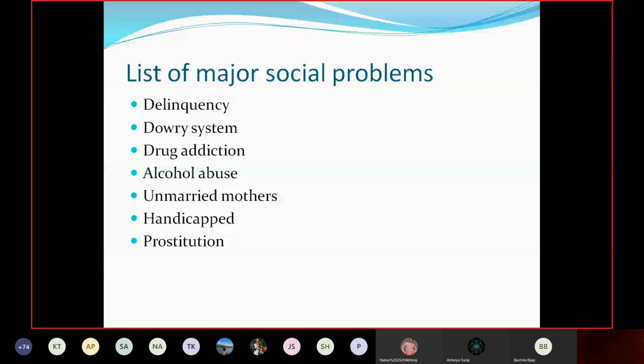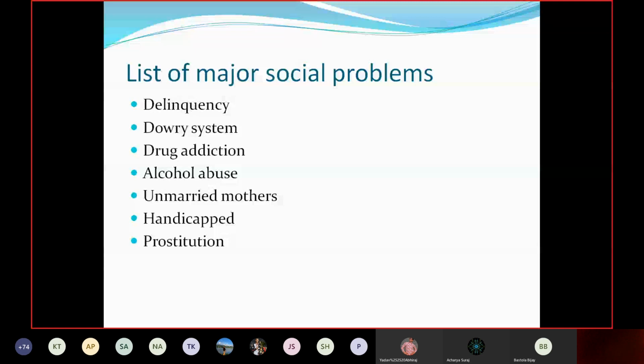So there are so many acts and laws that have been formulated to curb and diminish those social problems in all parts of the country, in the world. We'll be discussing today here major social problems prevailing in our community, starting with delinquency. Delinquency. Some of you might have heard about this.